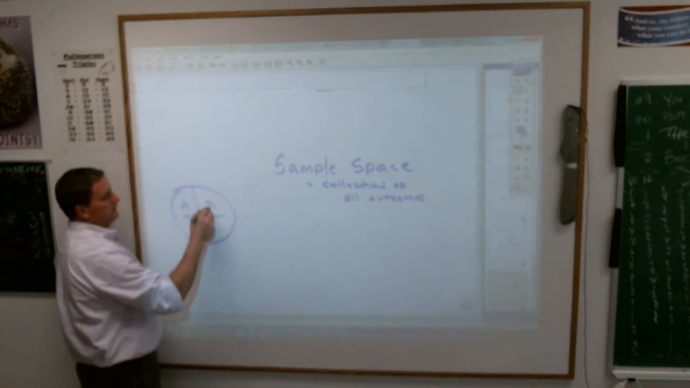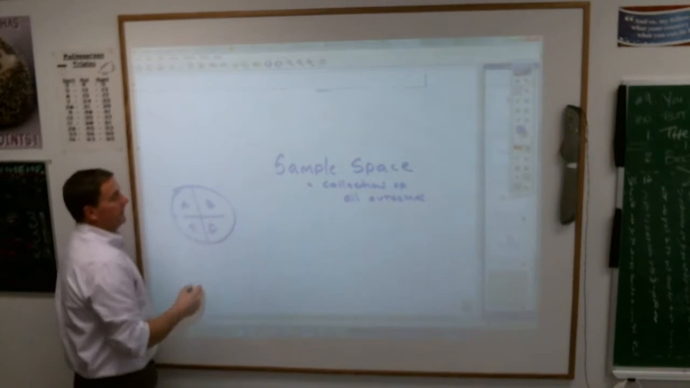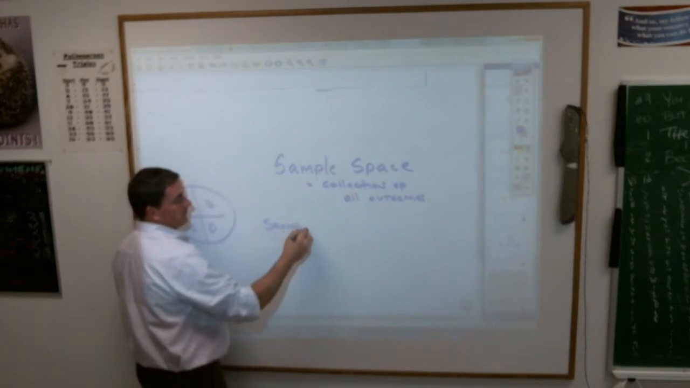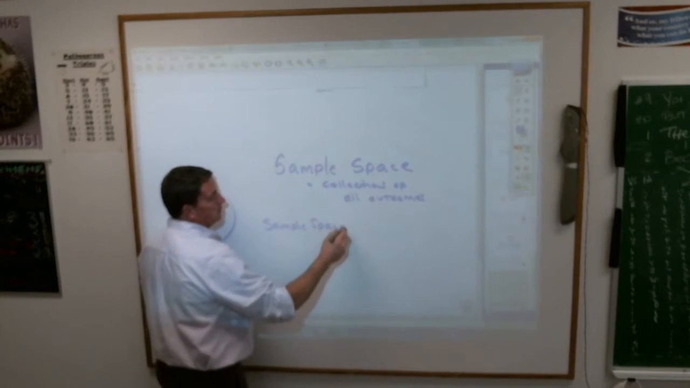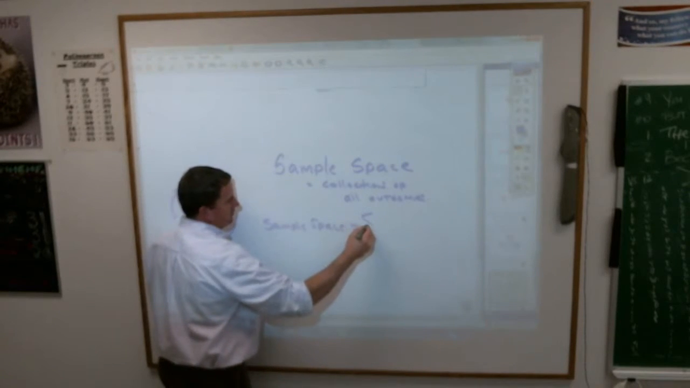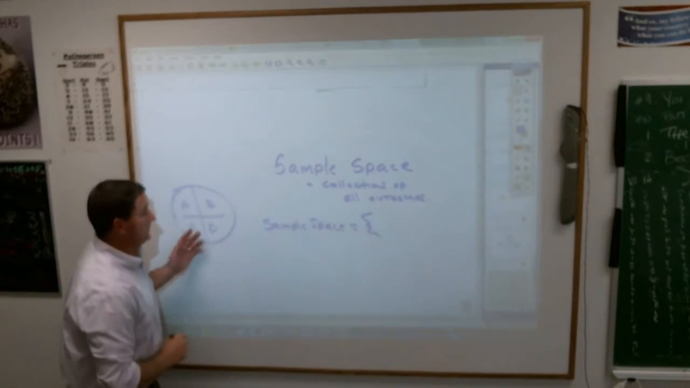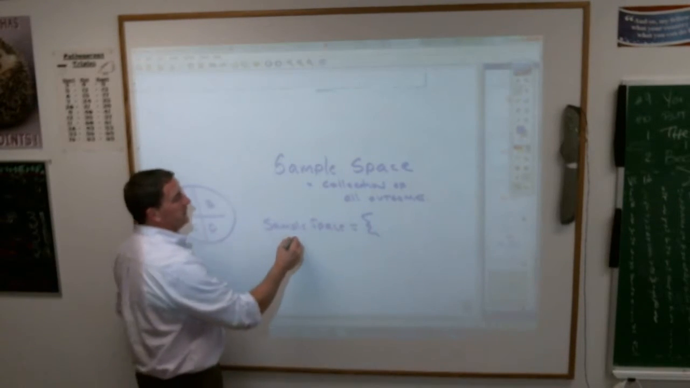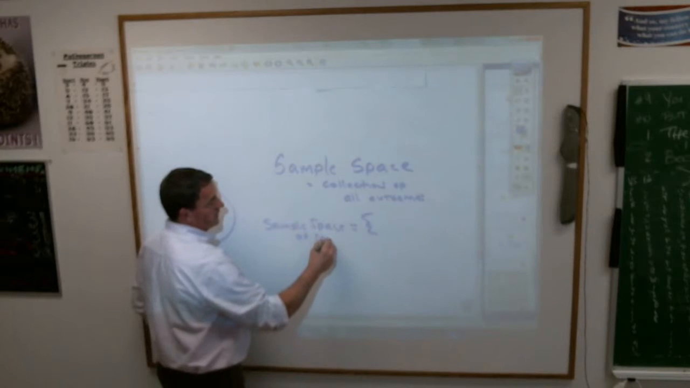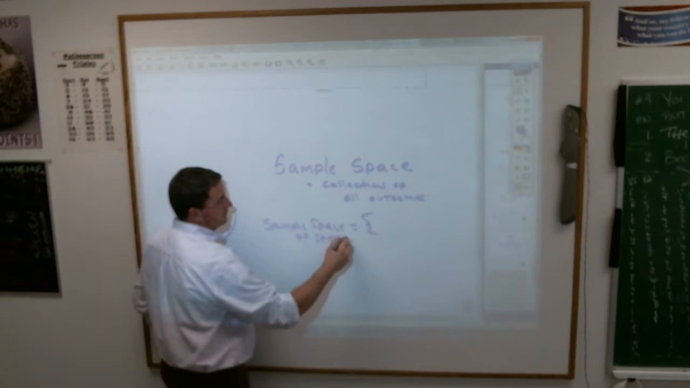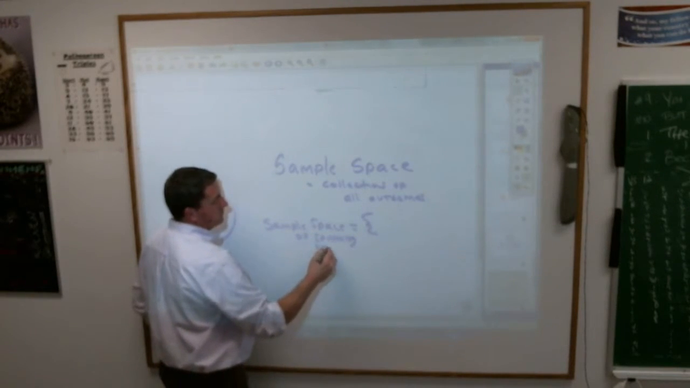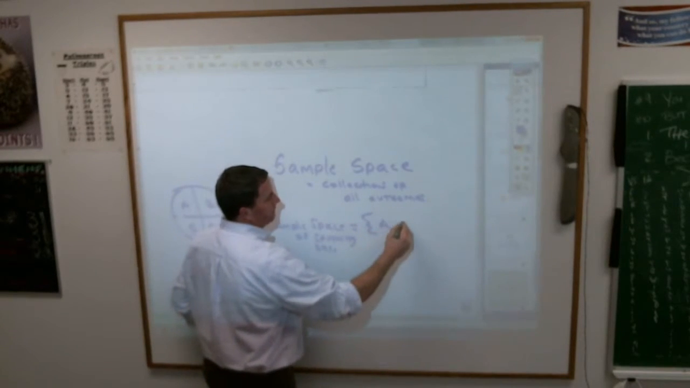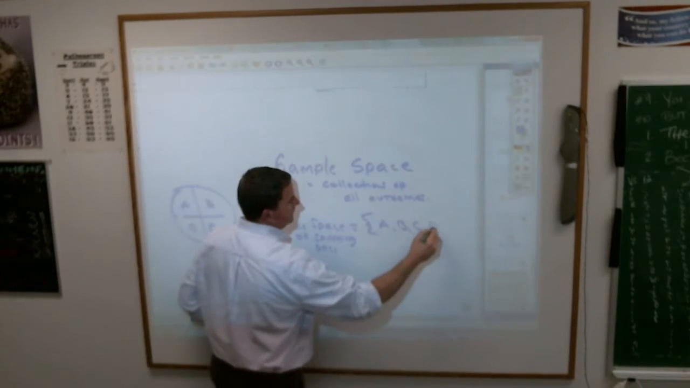A, B, C, D. If I asked you for the sample space, a lot of times we put it in this little brace thing, you just have to list all the different outcomes you could get. The sample space of spinning once, if you spin the spinner just one time, your only choices are A, B, C, and D.